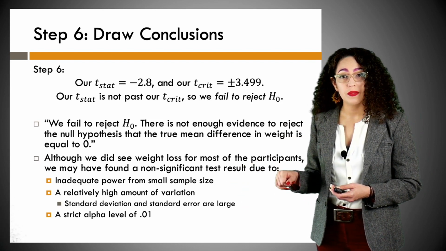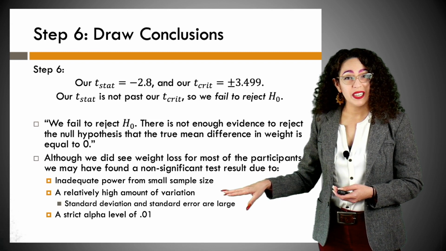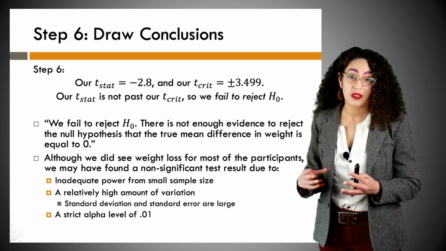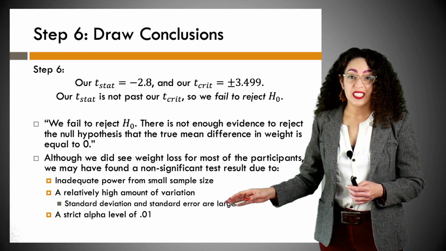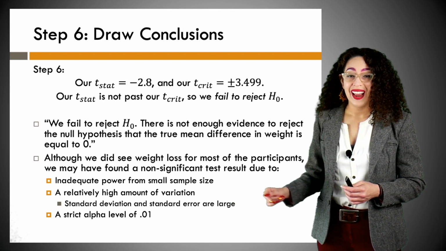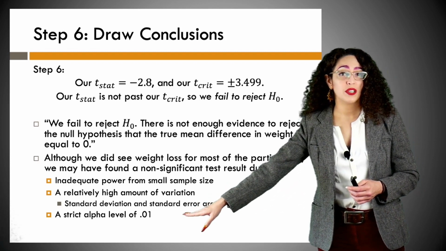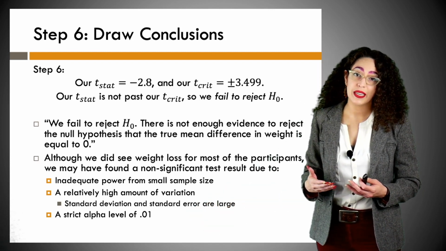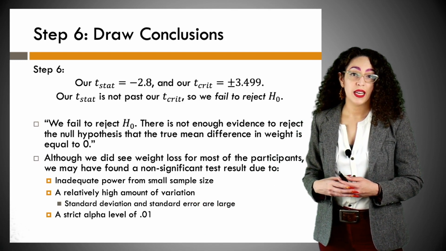There's so few people. There's kind of a high amount of variation, especially because we had such a small sample. The standard deviation and the standard error are both kind of large. And we had a very strict alpha level of 0.01. So that could be part of the reason we did not find significance.